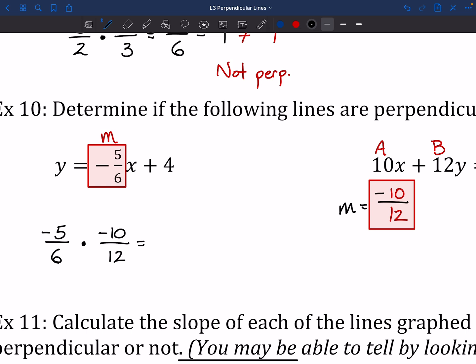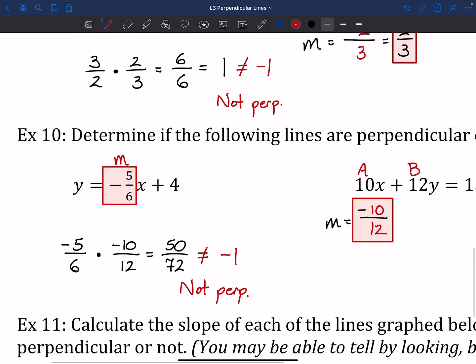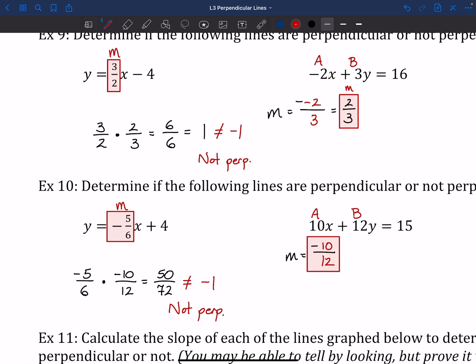Up top, -5 times -10 is +50. On the bottom, 6 times 12 is 72. So unfortunately, that does not really work out. 50 over 72 is definitely not the same thing as -1. So these ones are also not perpendicular. That's how we would go about checking and seeing if two things are perpendicular or not.